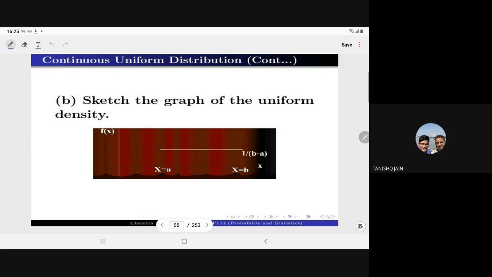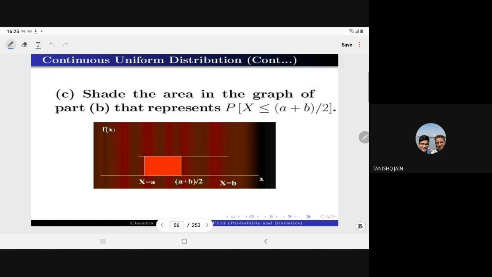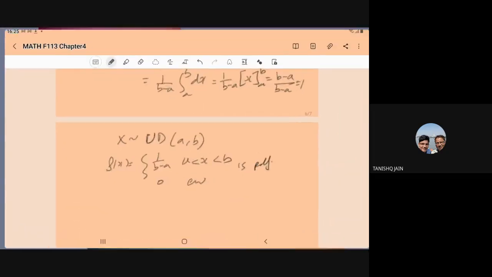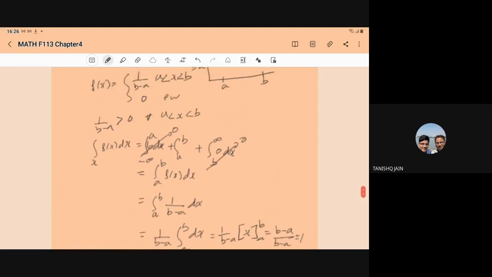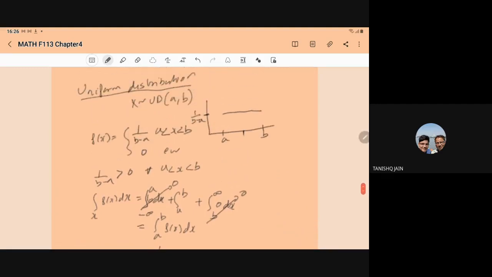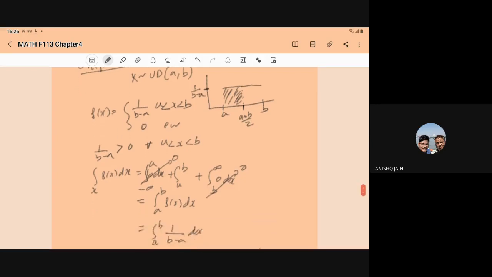Sketch the graph of the uniform density. So between a and b, we have sketched it here. Now shade the area in the graph of part B that represents X less than or equal to (a plus b) by 2. In this graph, here we have (a plus b) by 2. So you have to shade the portion below this graph. (a plus b) by 2 is the middle point between a and b.